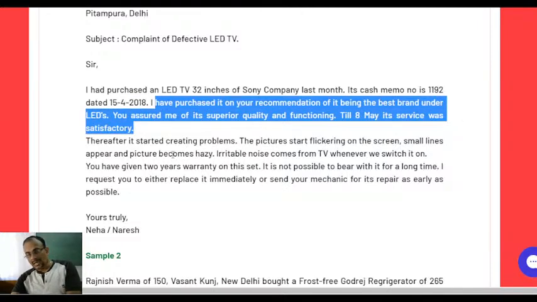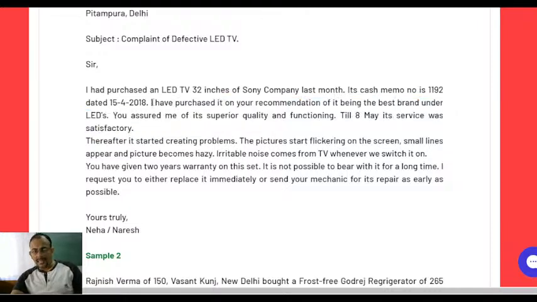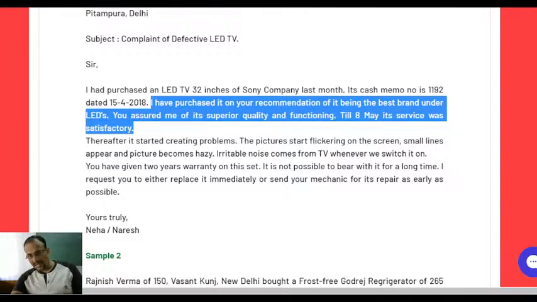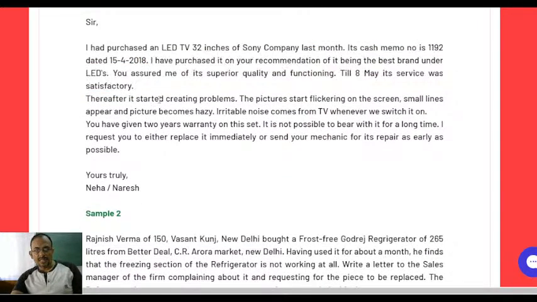So it seems that he has purchased this product offline, because there are so many offline outlets available in the cities. The salesman might have insisted he purchase that product, and it is not working. That is why he has written like this. Thereafter, it started creating problems.